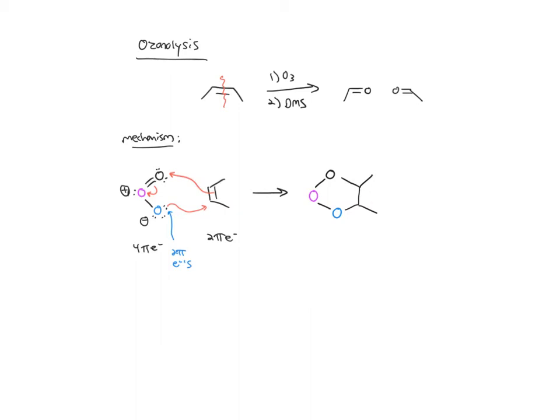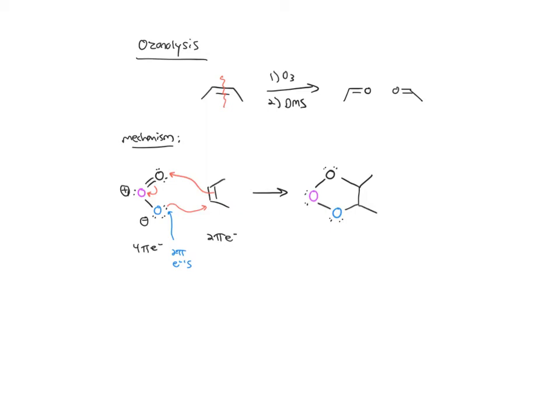That's going to get rid of the charges on ozone. We can draw the lone pairs in, and so that 4 pi electron species is the actual ozone itself. So that's the structure for O3. It is important to know that structure so we can draw this mechanism. And then we get to this intermediate. This intermediate is not very stable. We do have 3 heteroatoms connected to one another with single bonds, typically not a very stable arrangement. And so what's going to happen is it's going to start to break apart.